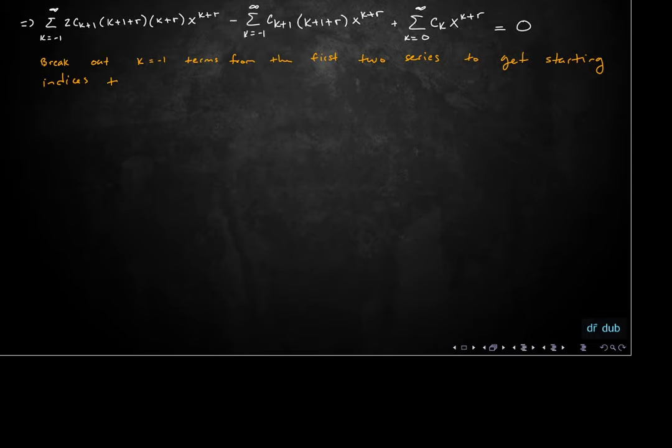To be k equals 0. So if we do that, basically plug in k equals negative 1, I get 2c0 times r times r minus 1, x to the r minus 1. So that's k equals 0 from the first series plus the summation. That's k equals negative 1. So this is now left with the summation k equals 0 to infinity, 2ck plus 1 times k plus 1 plus r times k plus r x to the k plus r.